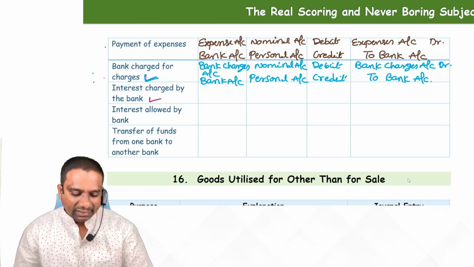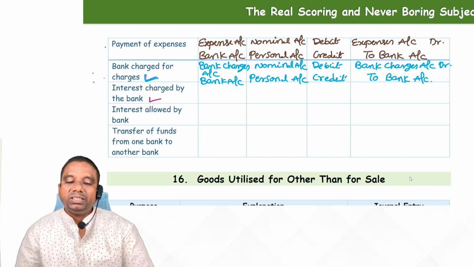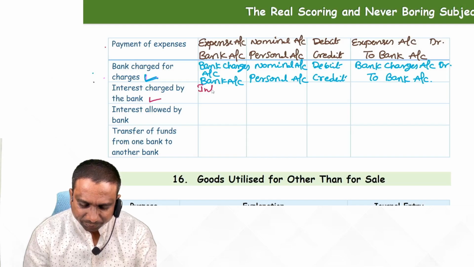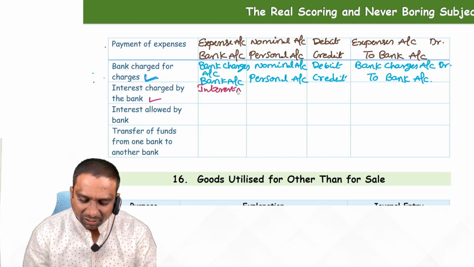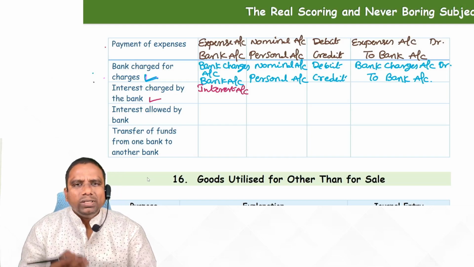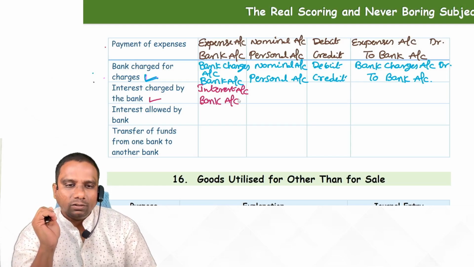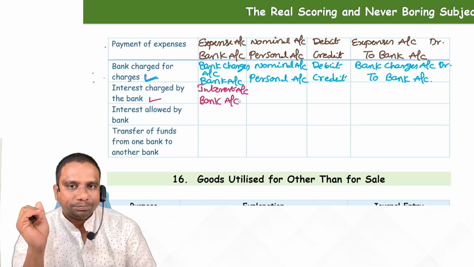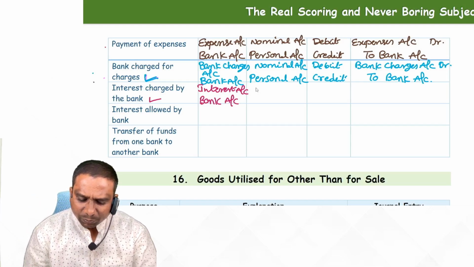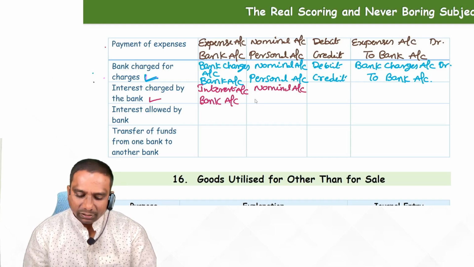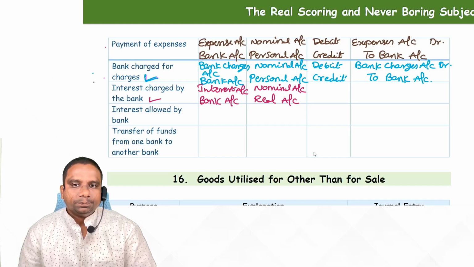Is it clear, students? In that case, the bank may charge some interest. Interest is an expense for us, so interest account debit. And who is paying this interest? Bank only is paying, meaning the amount gets reduced in the bank account. So interest is an expense, a nominal account. Bank is a personal account.